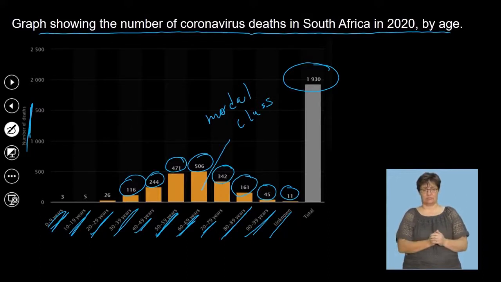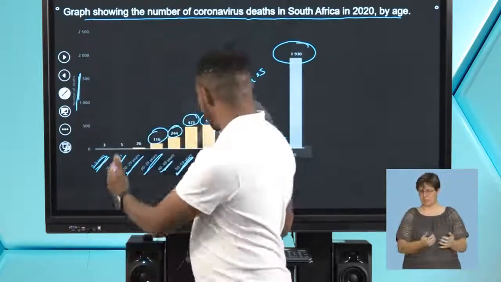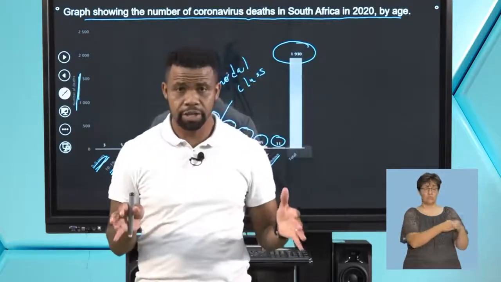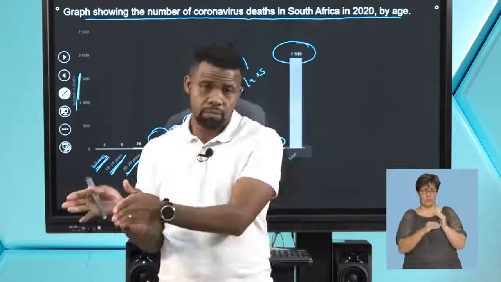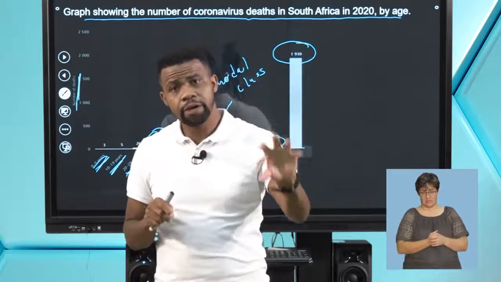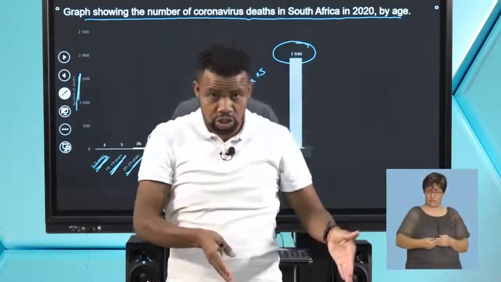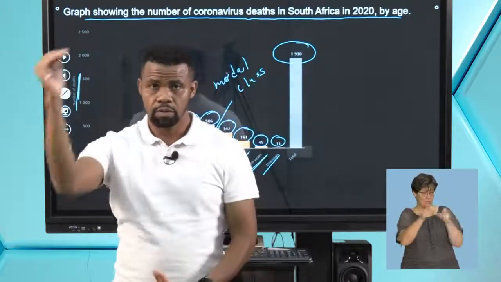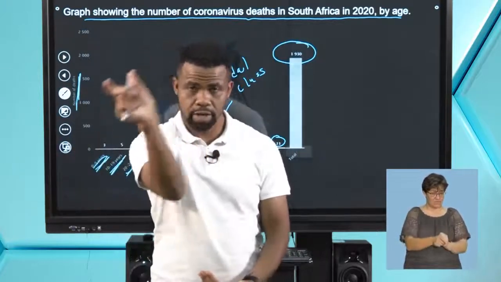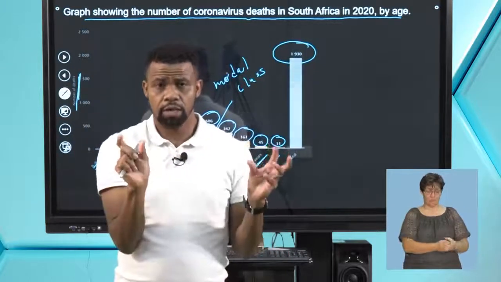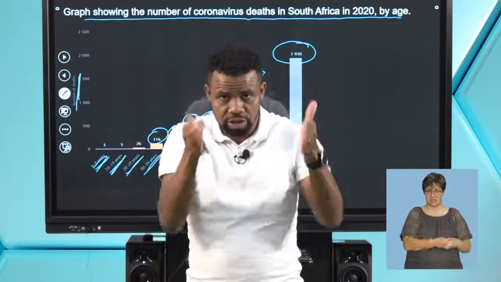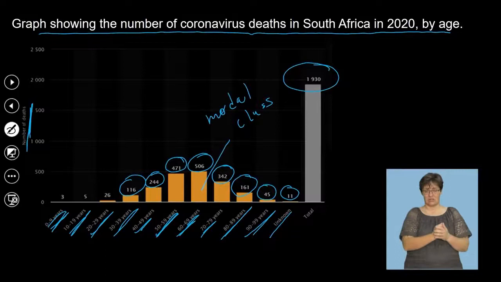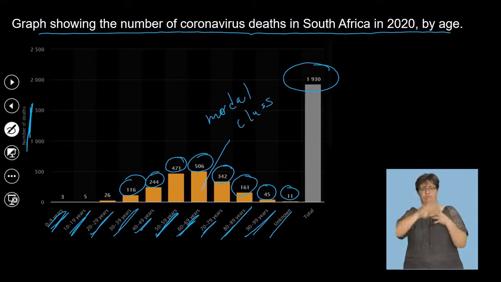How do we calculate the average? We're going to take this grouped data and put it in a frequency table. Remember that the frequency table will have the age and the frequency. Frequency will be how many people died from COVID-19 per class interval. And class interval means the age category, which is 0 to 9, 10 to 19, and so on. Let's do that and see how it looks. We're going to put it in the frequency table.